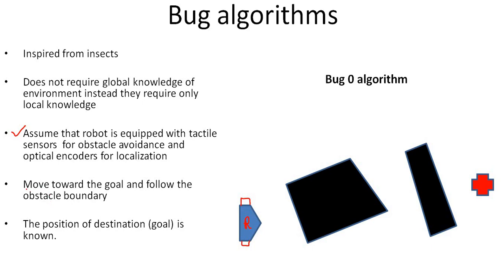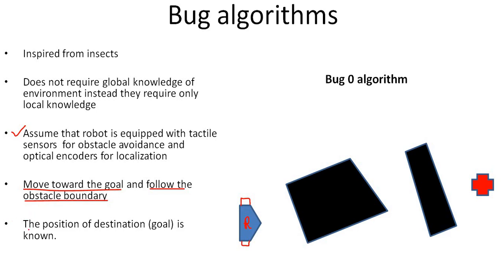So they have very simple commands. For example, move toward the goal and follow the obstacle boundary. So their architecture, their software can be very simple. So you can call them very simple kind of robots that can autonomously navigate.